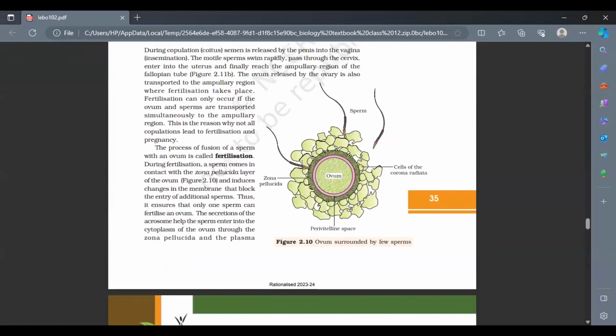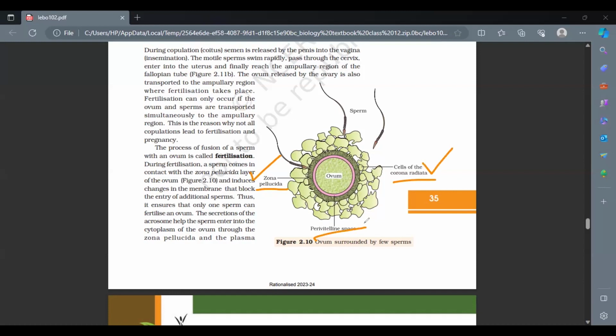This is the structure of the ovum. The structure of the ovum has a lot of layers around it, and these layers are meant to protect the ovum inside, the nucleus and the gamete. The ovum is surrounded by two or three very important layers. One is known as the zona pellucida, one is called the corona radiata, and you have a perivitelline space present.